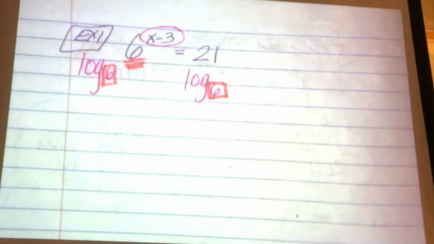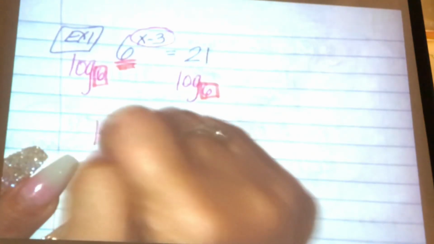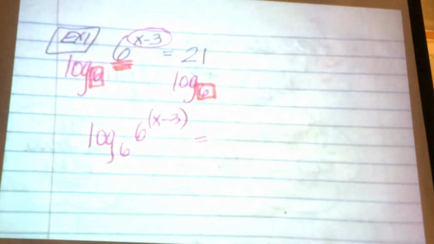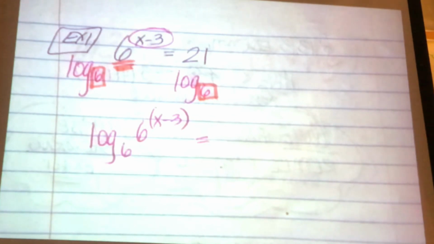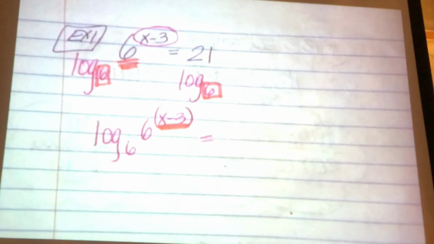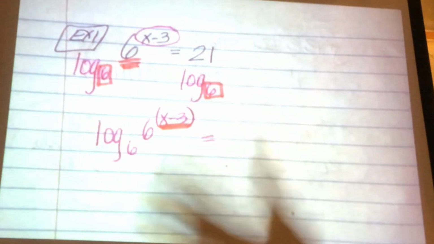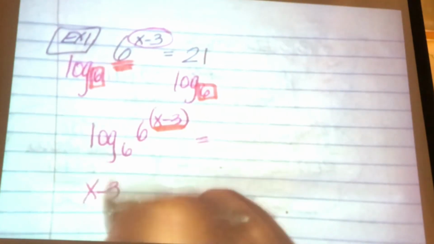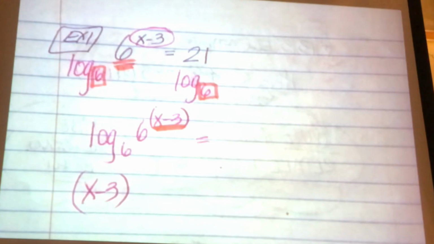So look what we're doing, you guys. This is the same thing as log base 6 of 6 to the x minus 3. That's what we're doing. And what do we do again if there's an exponent here? What does an exponent yield? What do you do with it? Move it as a coefficient. Very good. So we're going to take this x minus 3. It's now a coefficient times the log base 6 of 6.